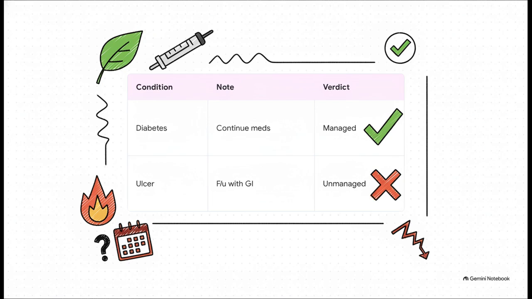But now, look at condition 4, ulcer of duodenum. The note simply says, we'll follow up with GI upcoming. Our verdict? This is an unmanaged comorbidity. It's just a passive handoff. There's no local evaluation, no treatment, no labs ordered by our provider today. We absolutely do not count this toward the MDM complexity. See how clear it becomes when you just break it down step by step?